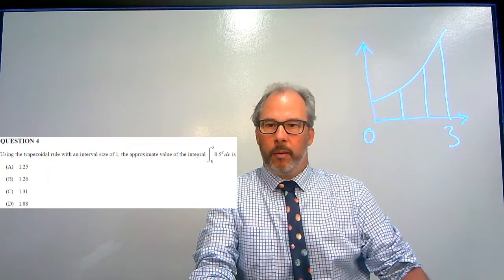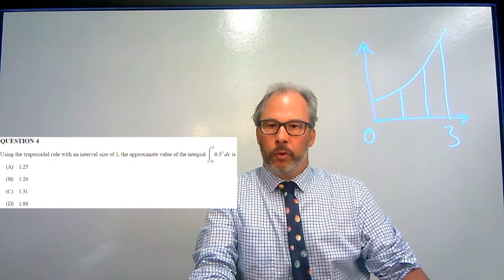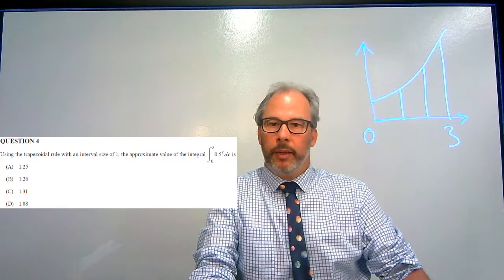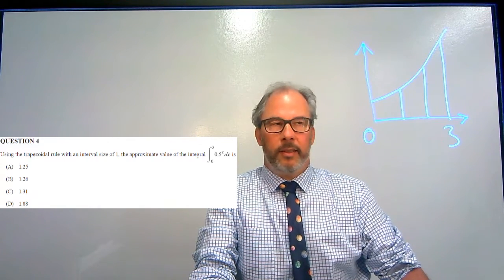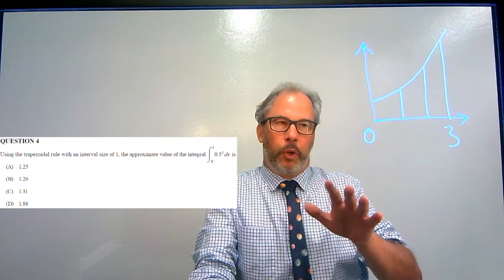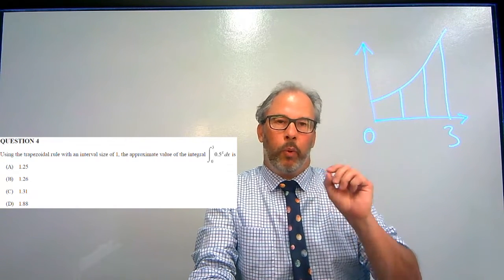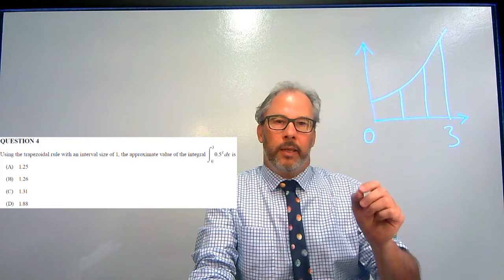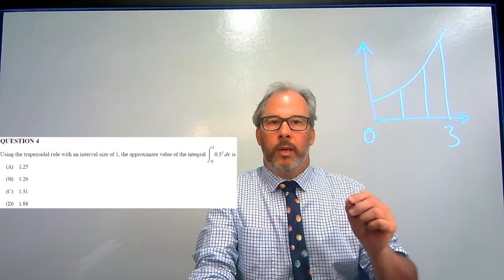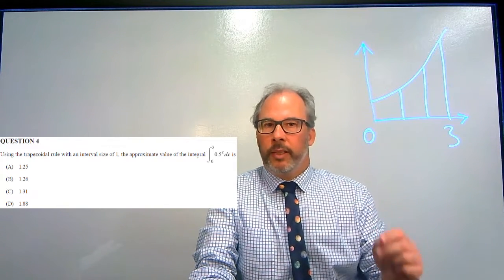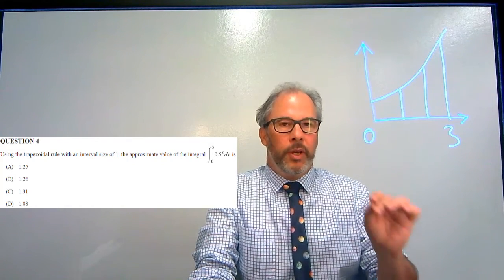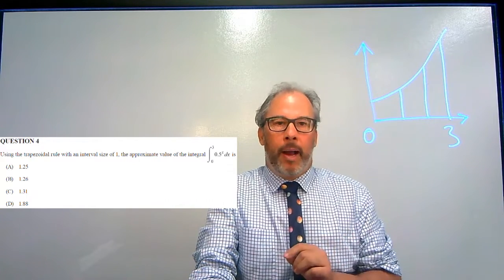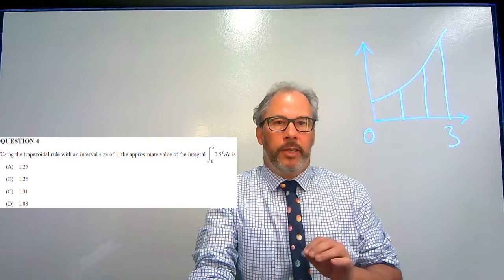Alright, question number 4. Using the trapezoidal rule with interval size of 1, the approximate value of the integral between 0 and 3 of 0.5 to the power of x dx is... In this case I'm going to use a slightly different approach, because one of the things you have to be aware of in the exam is that time is going to be one of the factors you have to consider. You should be allowing about 10 minutes for the multiple choice questions. They're worth 1 mark each, so 10 minutes is about what you need to aim for.